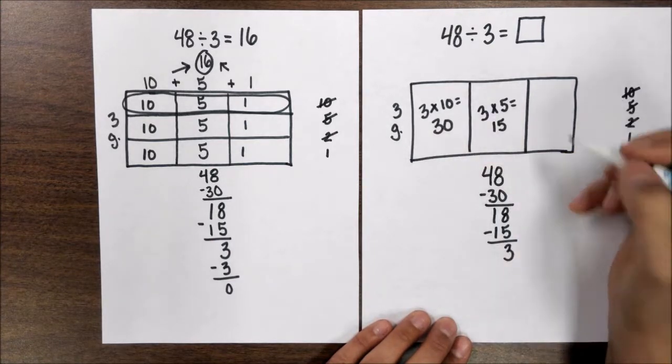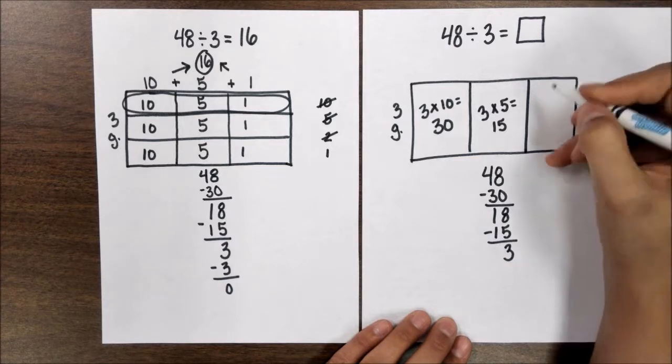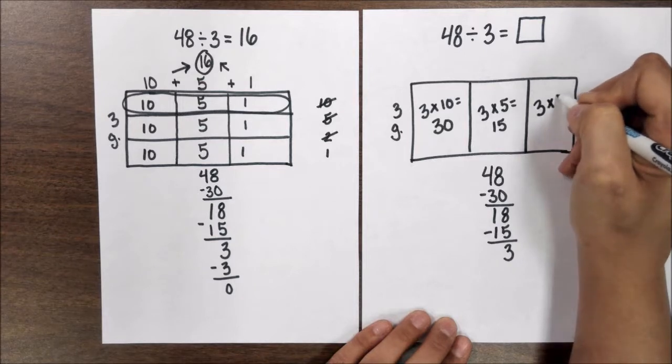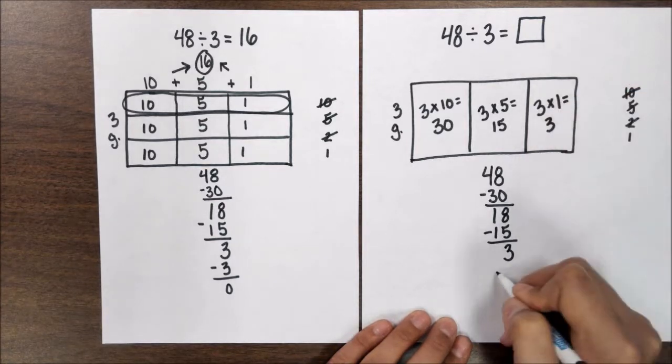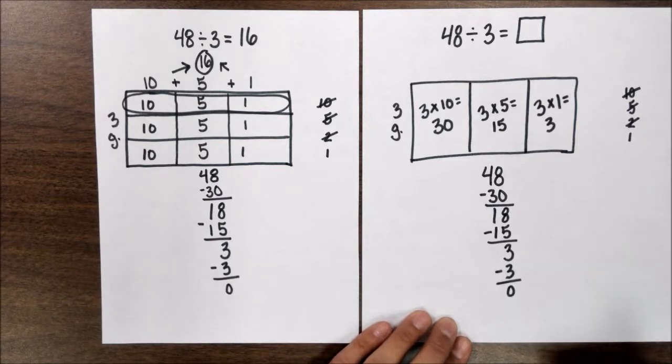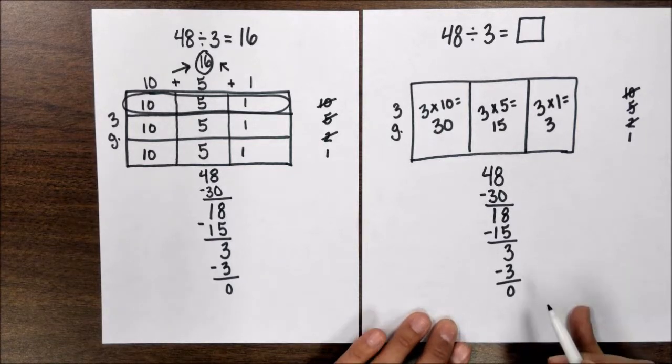If I have 3 groups of 1, 1, 2, 3, I would have a total of 3, which is what I could be sharing out. 3 groups of 1 is equal to 3, and I can remove those, showing that I shared those into the groups, showing that I have 0 left to share because they've all been shared into groups.